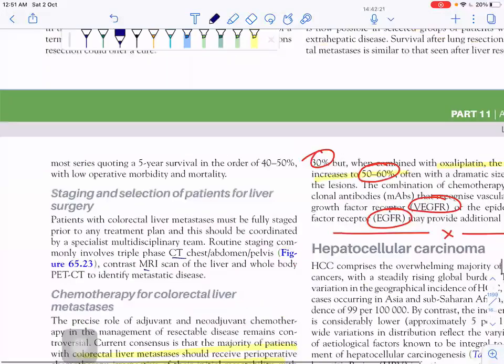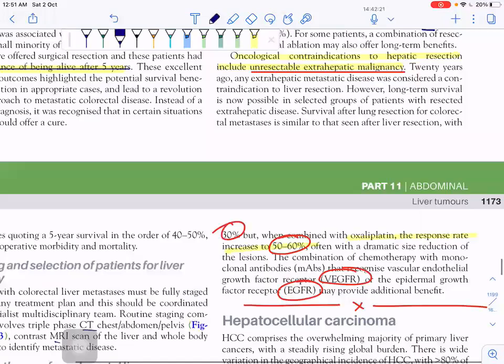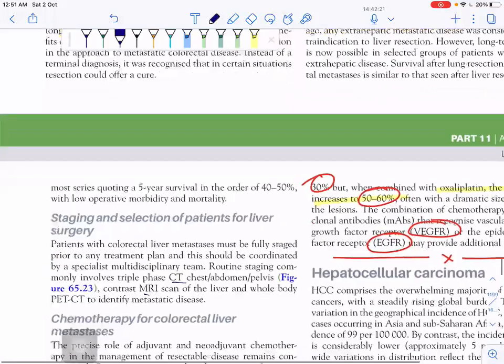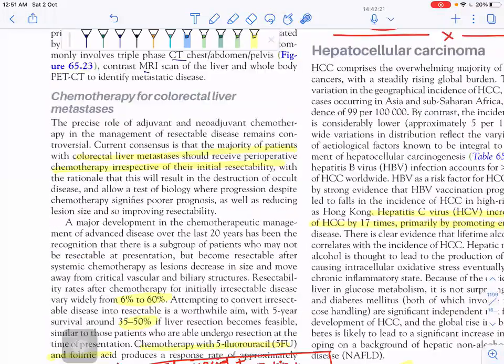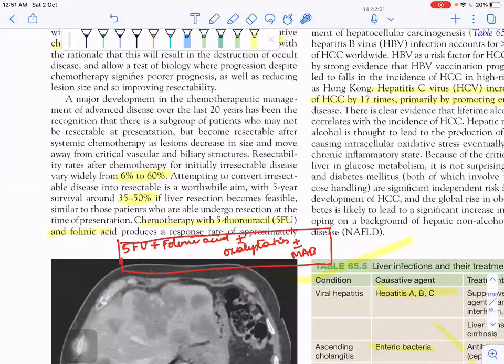So next page, 1173. Now chemotherapy for colorectal liver metastasis. Patients with colorectal liver metastasis should receive perioperative chemotherapy irrespective of their initial resectability. The resectability rate after chemotherapy for initially irresectable disease varies widely from 6 to 60%. The 5-year survival rate is 50% if liver resection becomes feasible.